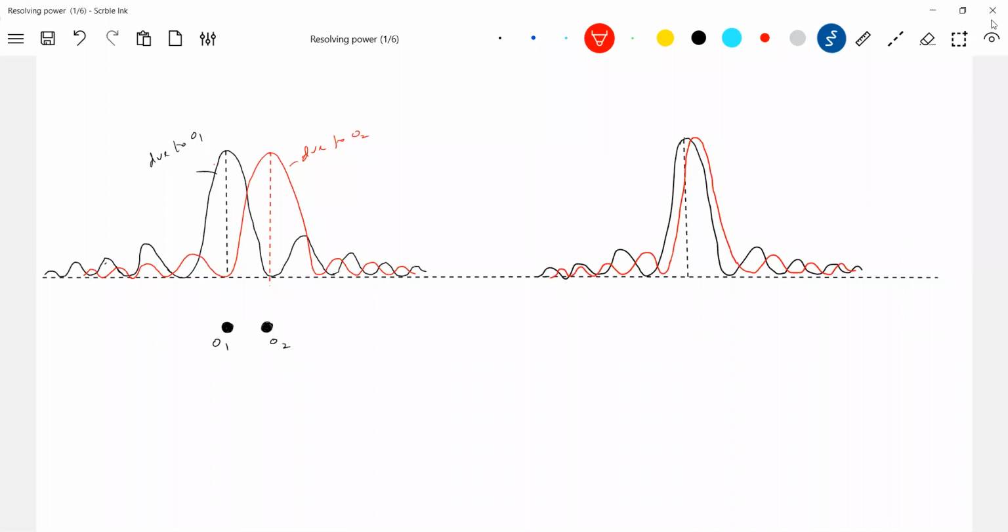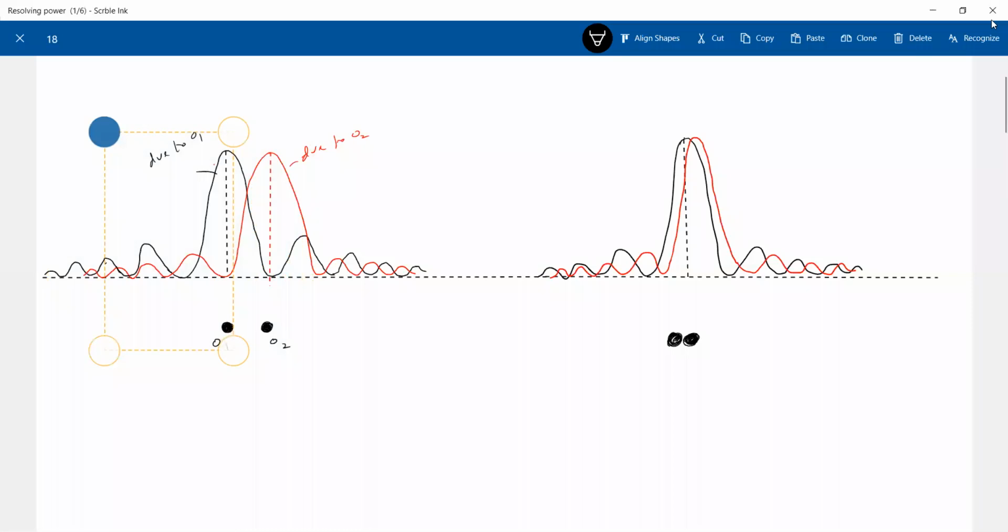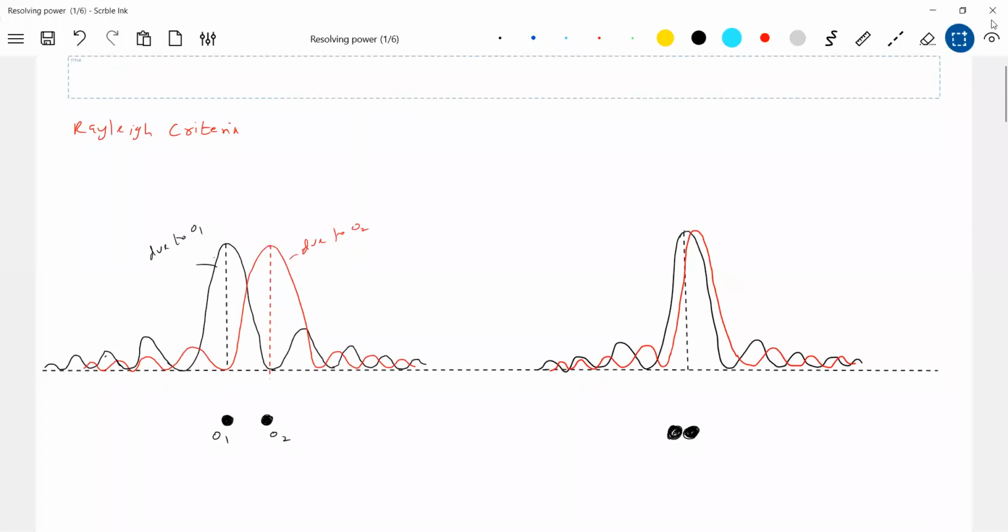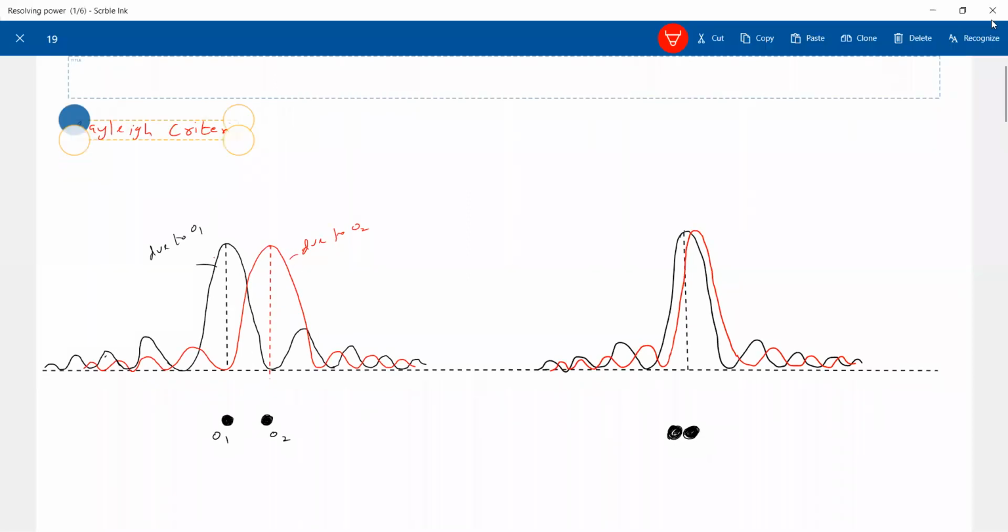Now, what about this? These two objects are closer. That's why we are unable to resolve it. Sir, what happens if the patterns are far away? Then I'll give one more here only. Let me show everything in one diagram.